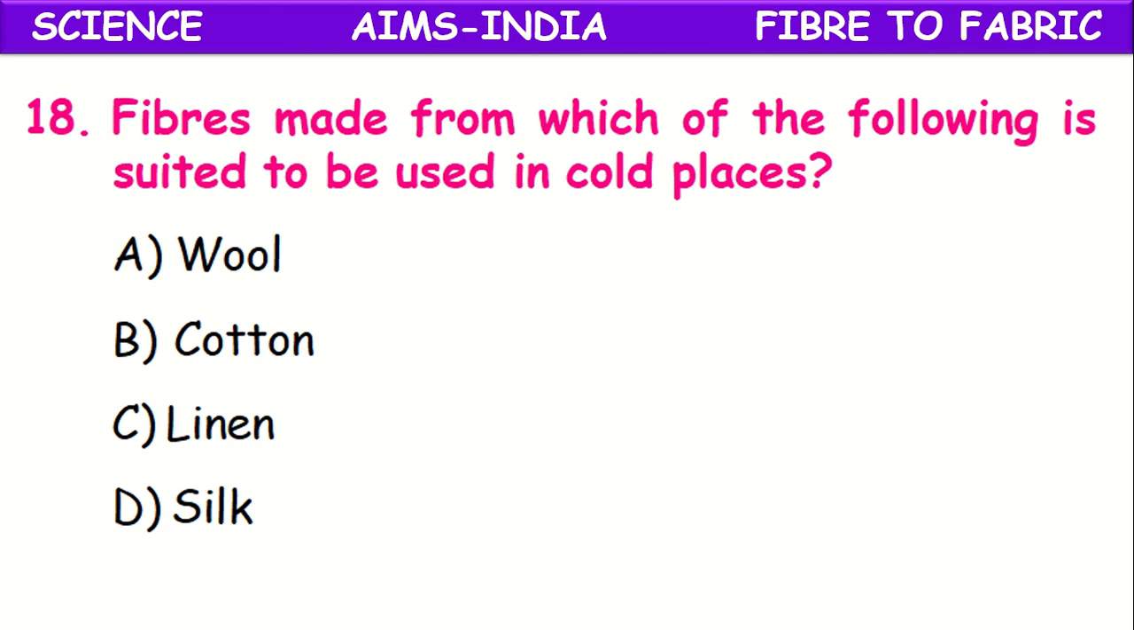Next, fibers made from which of the following are suited to be used in cold places? In the cold places we have to use the fabric which gives warmth to our body. Generally the cloths made from wool, woolen cloths, give warmth to our body. So we have to use those cloths in the cold places. Woolen cloths are preferred in the cold places. They protect us from the cool air in that area. They give warmth to our body.